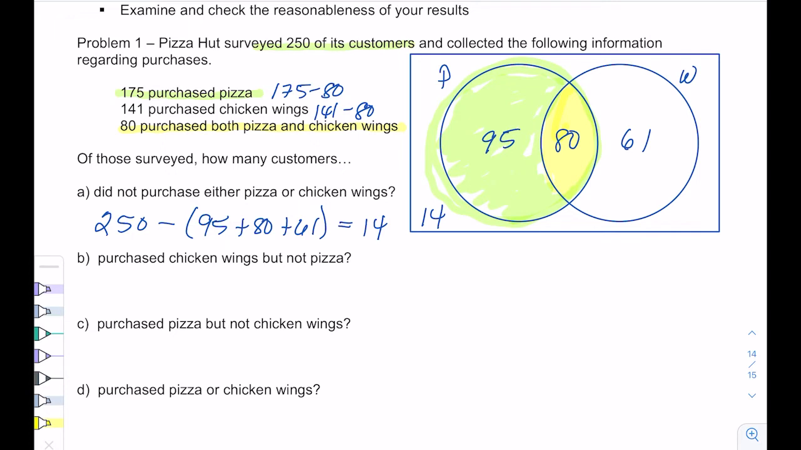Now I'm looking for the number of customers who purchased chicken wings but not pizza. So if you look at the Venn diagram, those who purchased only chicken wings but didn't purchase pizza would be the area in white. So that would be 61 customers. The number of people who purchased pizza but not chicken wings would be the green, so that would be 95.